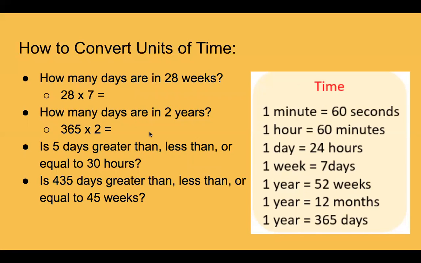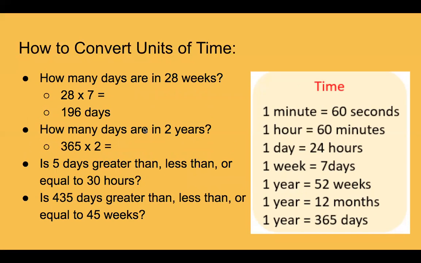All right, let's see what you got for 28 times 7. I got 196 days. So 7 times 8 is 56. 7 times 20, 7 times 2 is 14, with the 0 then is 140. 140 plus 56 is 196 days.